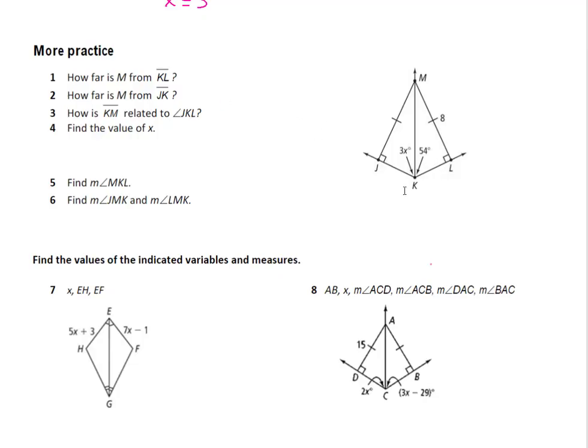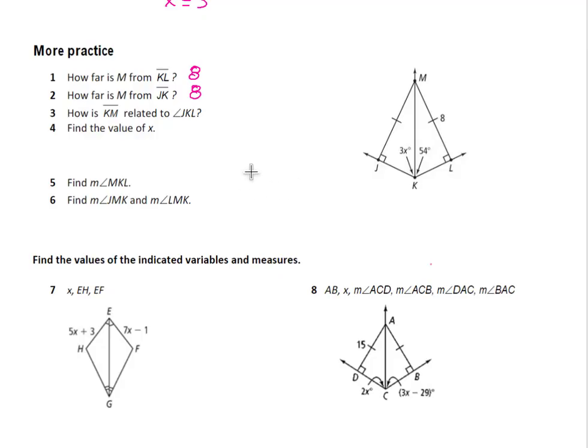And how far is M from KL? Basically, let's see what we could do. We've got an 8. Measured along the shortest distance, we can say that M is 8 units from L, and it is also 8 units from J. So it's 8 units from KL, it's also 8 units from JL, measured along the perpendicular.